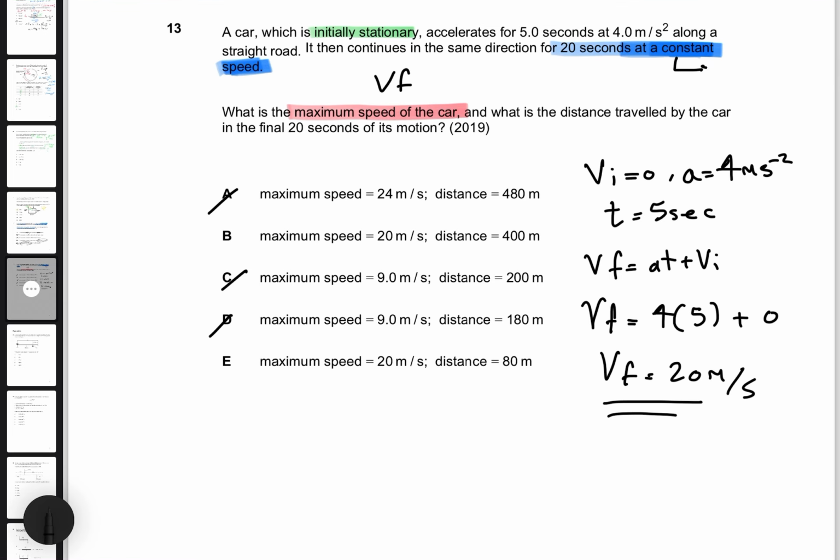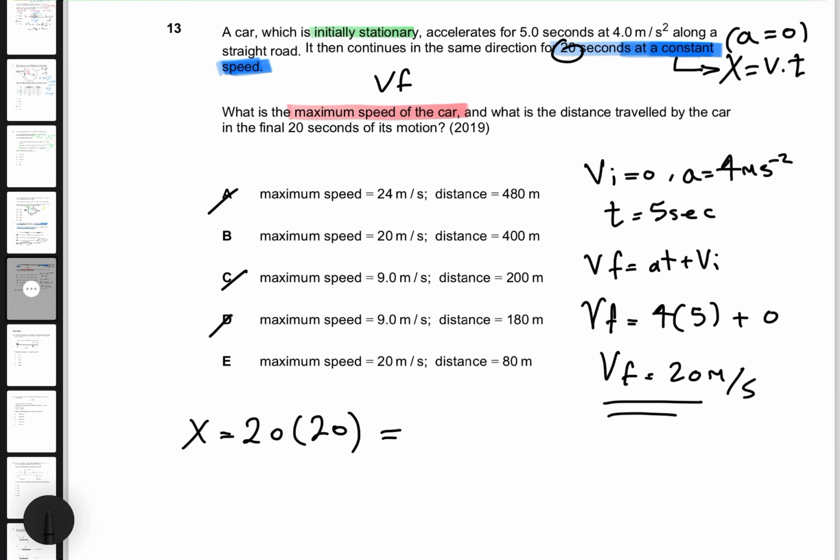Now, keep in mind, it says constant speed for the next part of the journey. That means you no longer can use the accelerative motion equations of kinematics. You have to use the x equals vt equation, which is for when you have constant speed, which is when the acceleration actually becomes 0. So you're looking for the maximum distance, or just the distance traveled. You know the speed is 20, and they're saying the time taken is 20 seconds. So 20 times 20 is equal to 400 meters. And that would make choice B the correct answer.